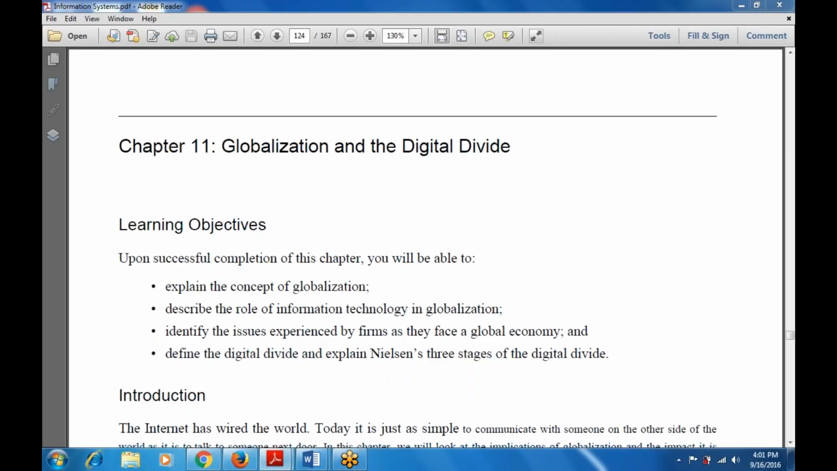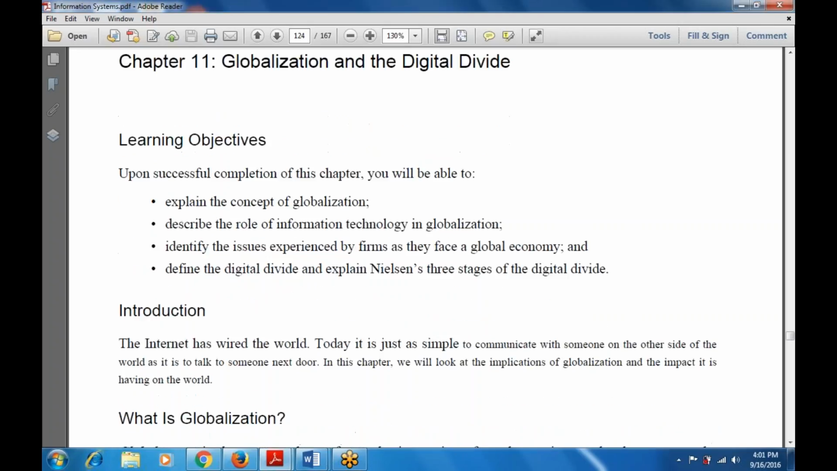Then what are the various issues experienced by firms as they face a global economy? Then define the digital divide and explain Nielsen's three stages of the digital divide. That means what are the various digital divides and how Nielsen's stages of the digital divide will be used.